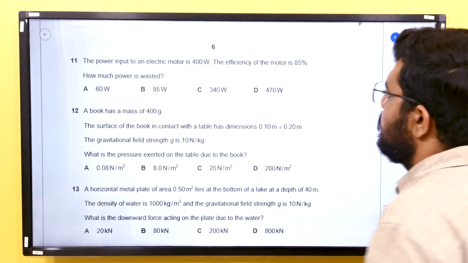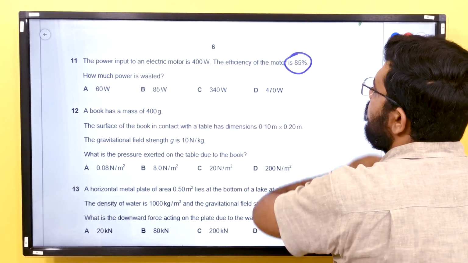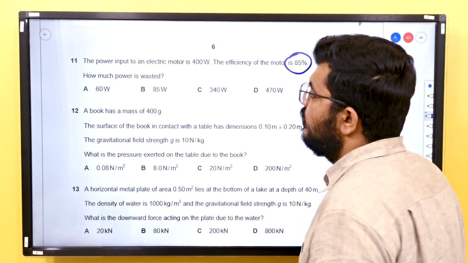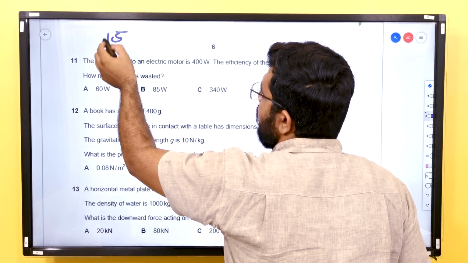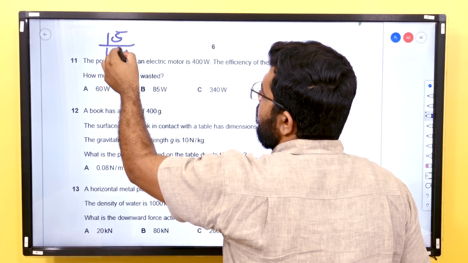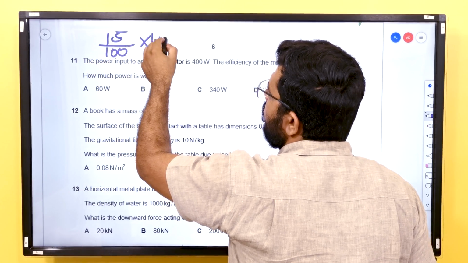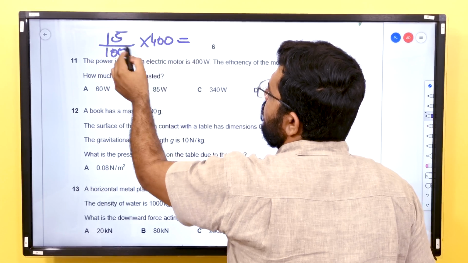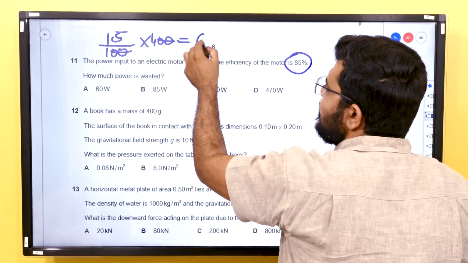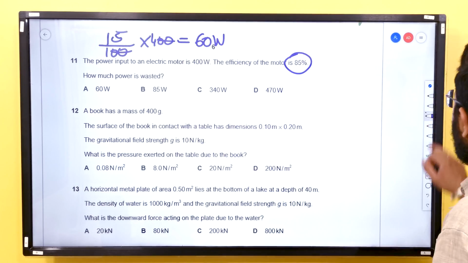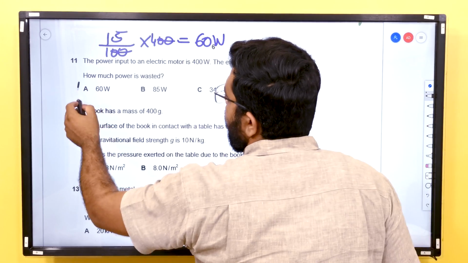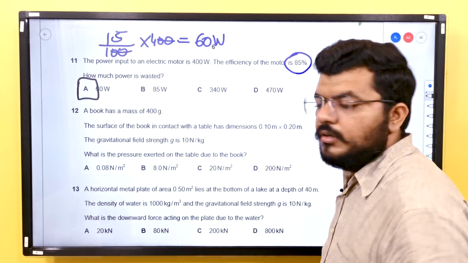Can we clearly say that if efficiency is 85%, that is the useful power? The wasted power is 15%, right? So 15 upon 100 of 400 watt is wasted. This will bring you to 60 watts being wasted. Let's find that answer. Option A. 60 watt is wasted.